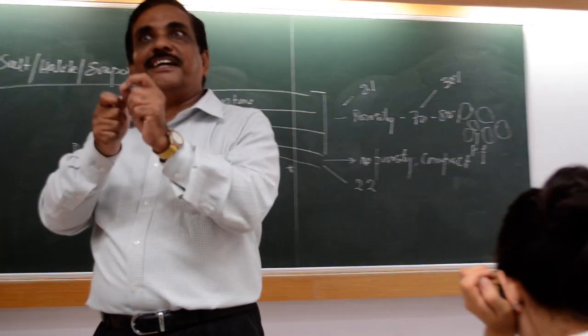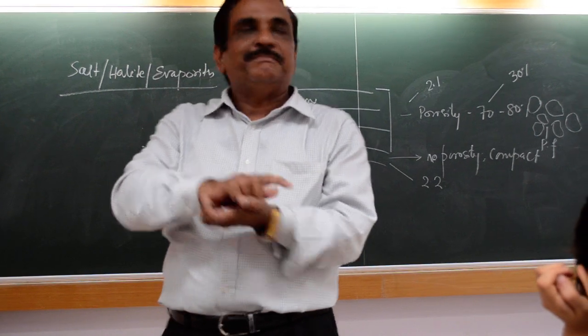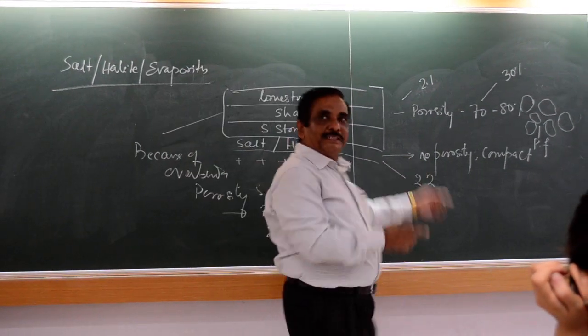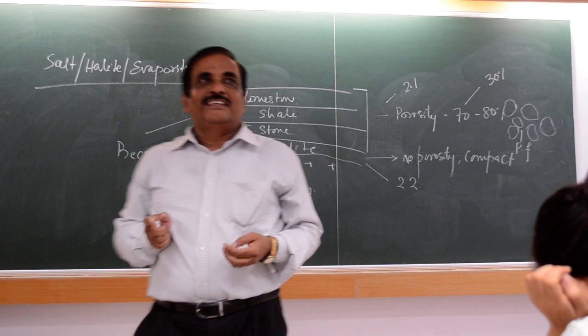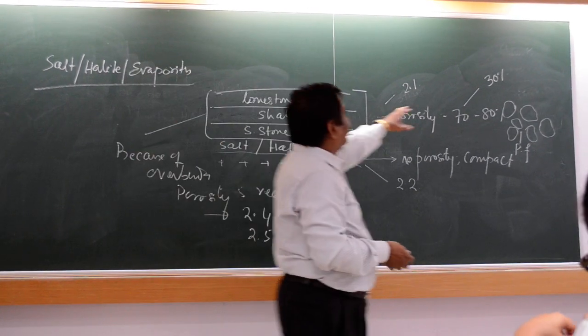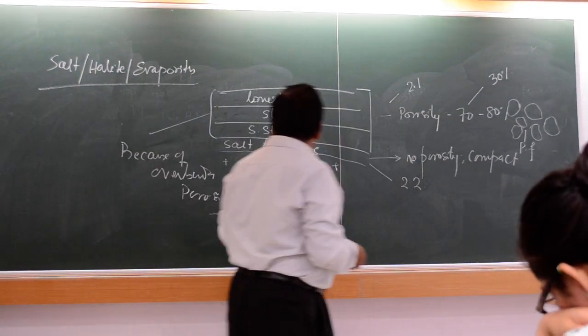They become well sorted because of compaction, because the pore fluid goes out of the system, so the porosity becomes lower, so density becomes higher.